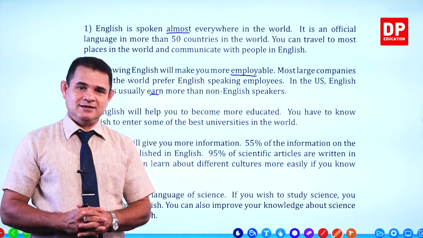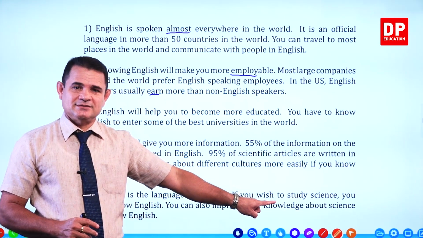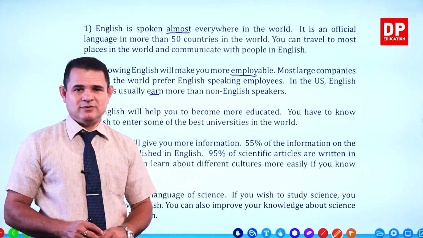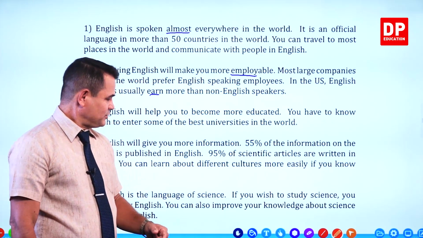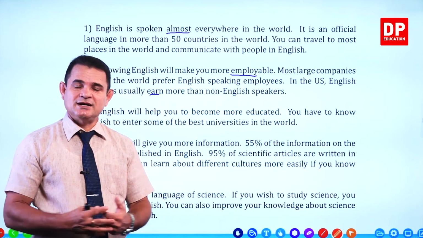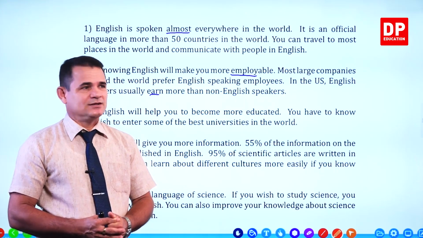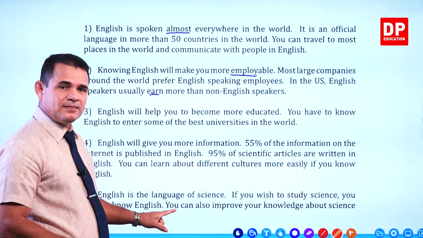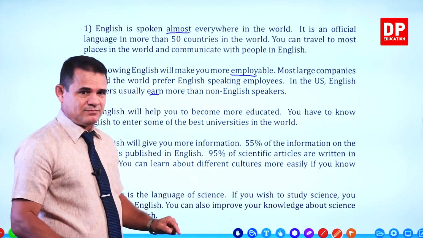ඔයා ඉංග්‍රීසි දන්නවා නම් knowledge about science, විද්‍යාව ගැන තියෙන දැනුම can improve. වැඩි දියුණු කරගන්න පුළුවන්. So you can read books, articles and other things. So these are 5 points given and there are some more.